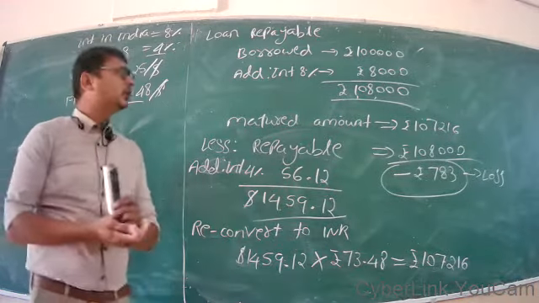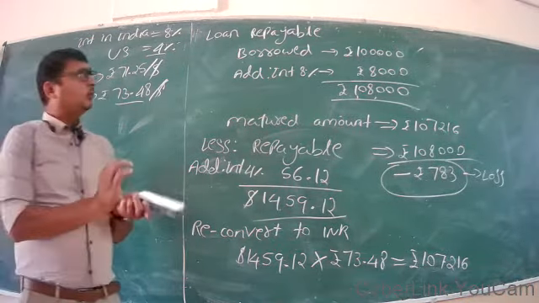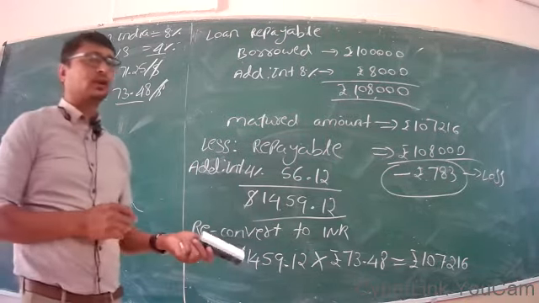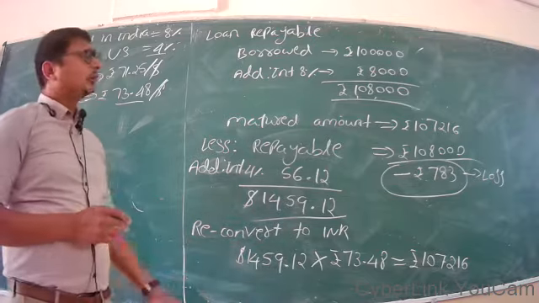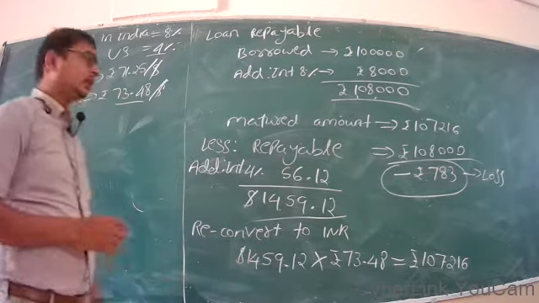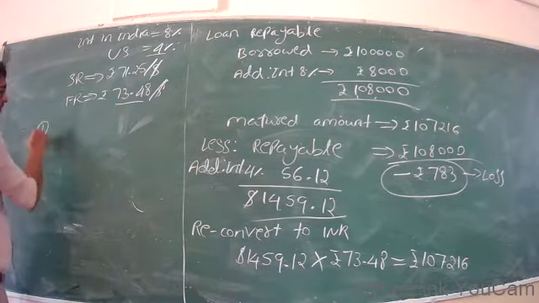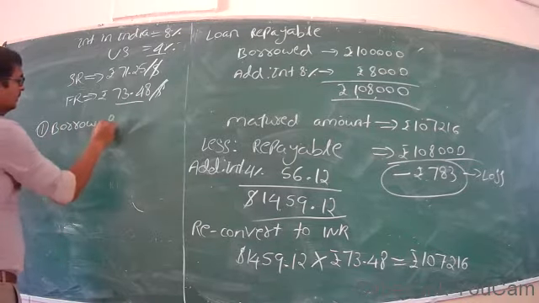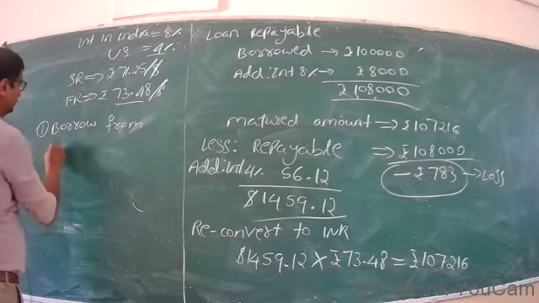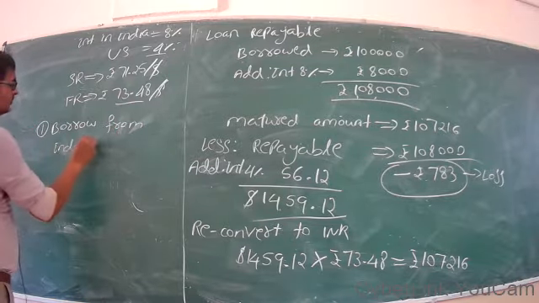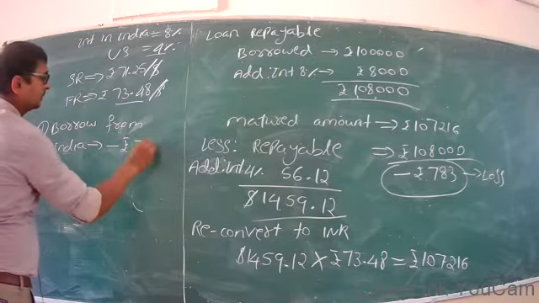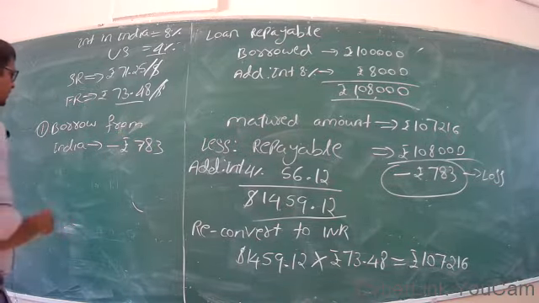So what you have done so far? You have borrowed from India and deposited in US by converting to US dollar. You have lost rupees 783 for 1 year. Now the illustration one, if you borrow from India, you lost rupees 783.